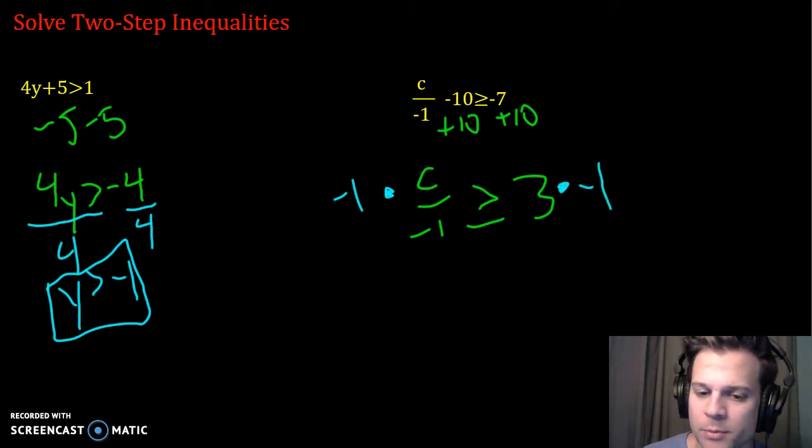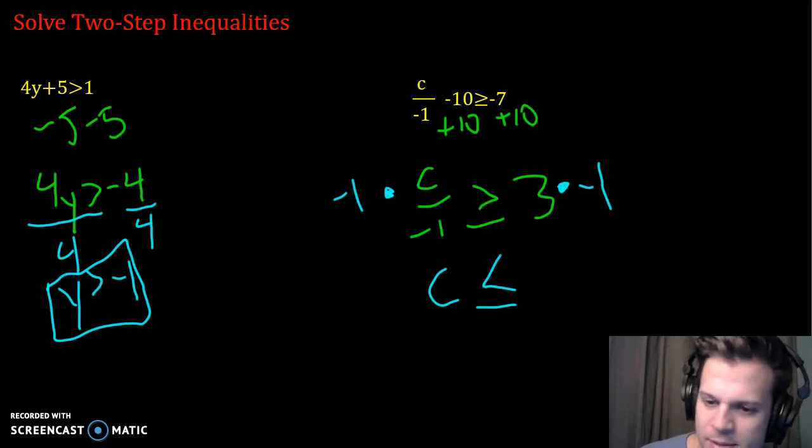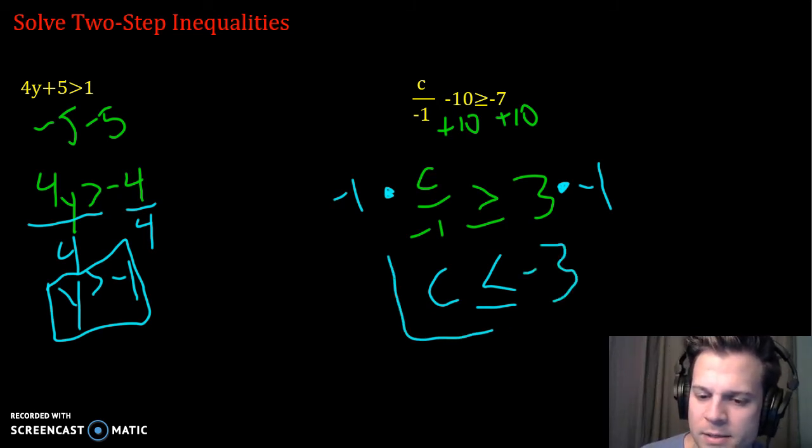And since we're actually moving the negative over, this is where we are going to change the direction of our inequality symbol. That is what's different from the last one, where we were moving the positive. This time it's the negative. And C is less than or equal to negative 3.